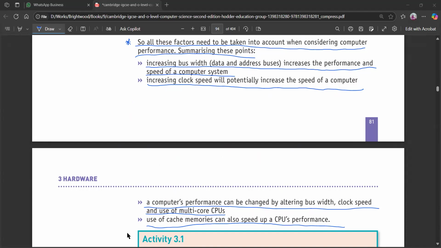And that should be the summary of the whole thing. So increase the bus width, increase the clock speed, improve the computer performance with the cores, and the use of cache memories. Okay, those are the things. Yes, that should be the summary of all. I guess you got the point.